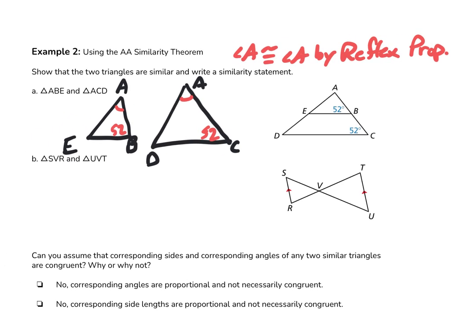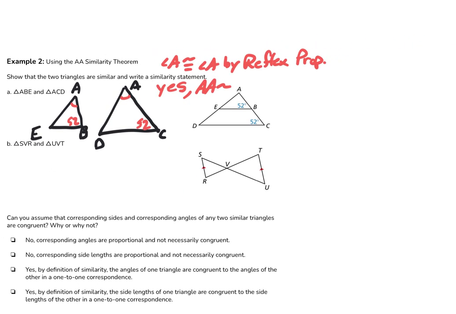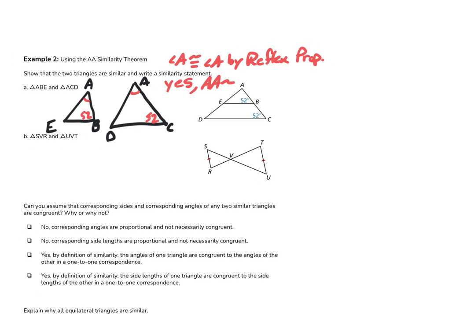And here's kind of why I like to draw the two triangles separately, because as I look at my two triangles here, I got two angles here, I got two angles here that are congruent. So we would say, yes, these are congruent because of angle-angle similarity. Or not congruent, but yes, they are similar because of angle-angle similarity.